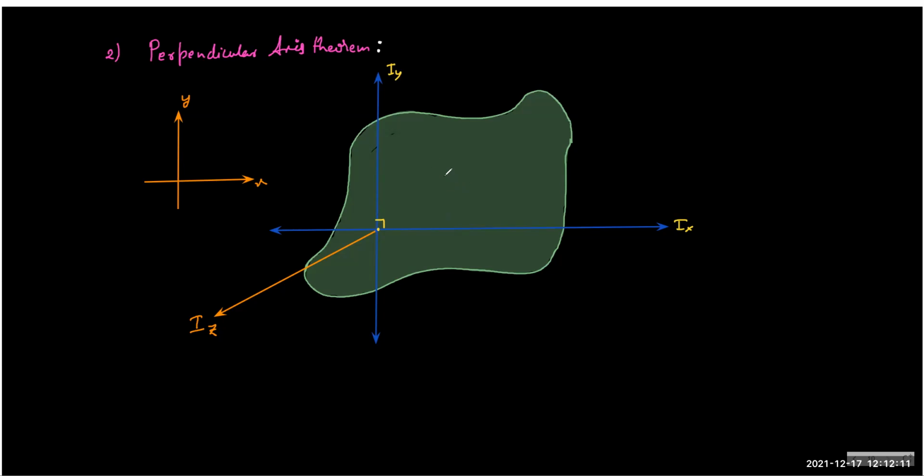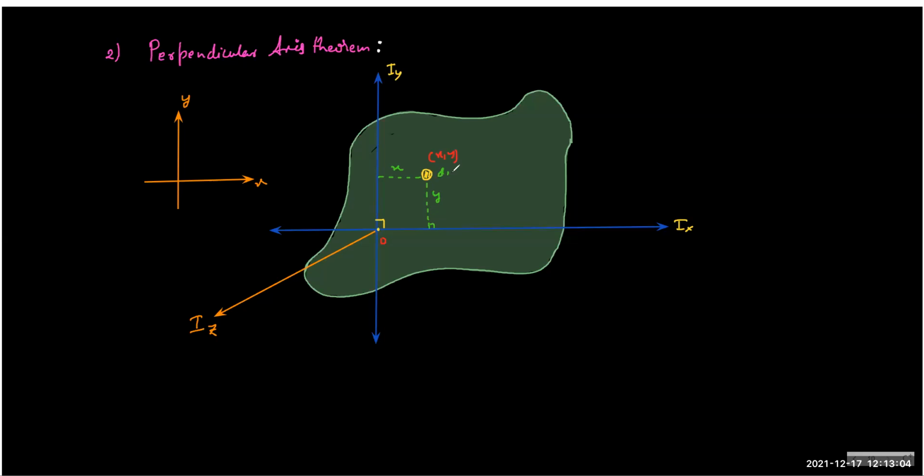So in this particular body, let's consider a small patch. Let's call its coordinates X, Y because this is the X, Y plane. Now you can see this patch lies in the X, Y plane. So what is the perpendicular distance of this patch from the X axis? Tell me, how far is it from the X axis? So y. And how far is it from the Y axis? X. Right.